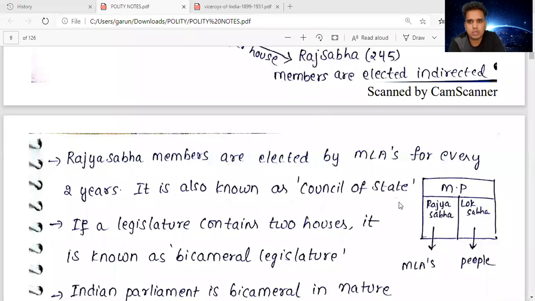So MLAs basically elect the Rajya Sabha members. Okay, लोक सभा का इलेक्शन आप सभी जानते हैं, पीपल से इलेक्ट करते हैं, ठीक है. Rajya Sabha members are elected by MLAs for every 2 years. So it is a permanent house. हर 2 साल में MLAs अपना अपना इलेक्शन करते हैं. इनका जैसे सीट वेकेंट होती है तो MLAs अपना मेजोरिटी के अकॉर्डिंग वोटिंग करते हैं, ठीक है.